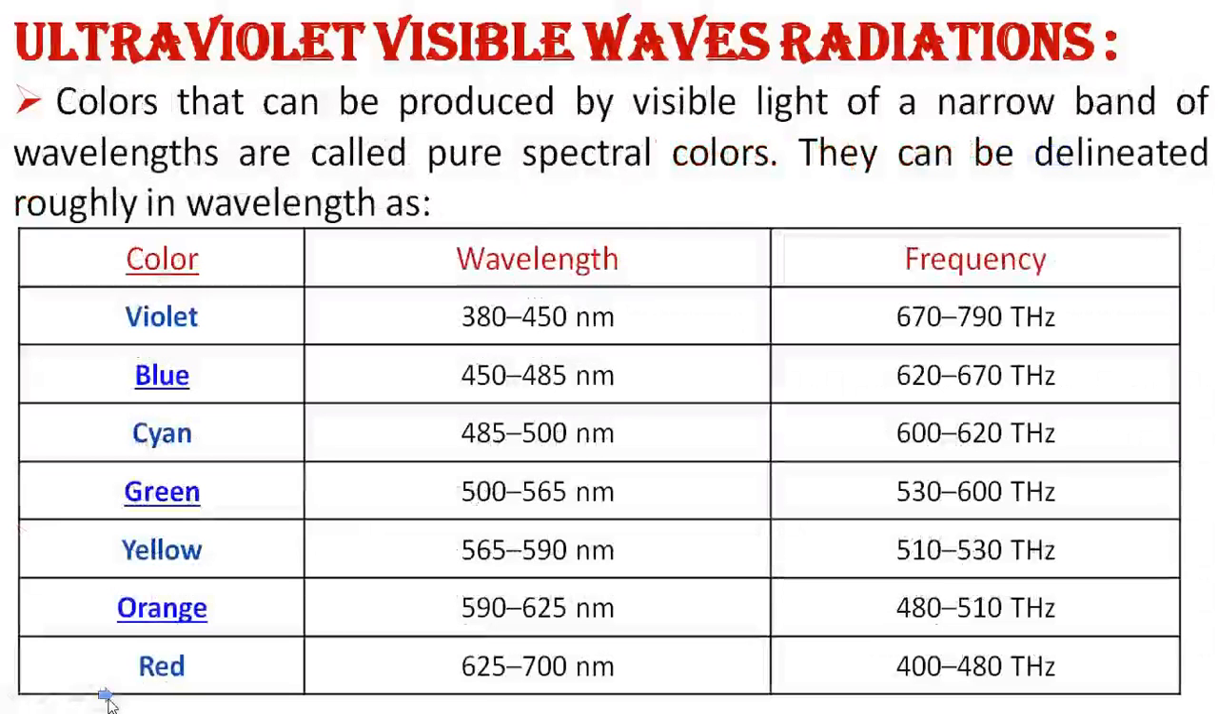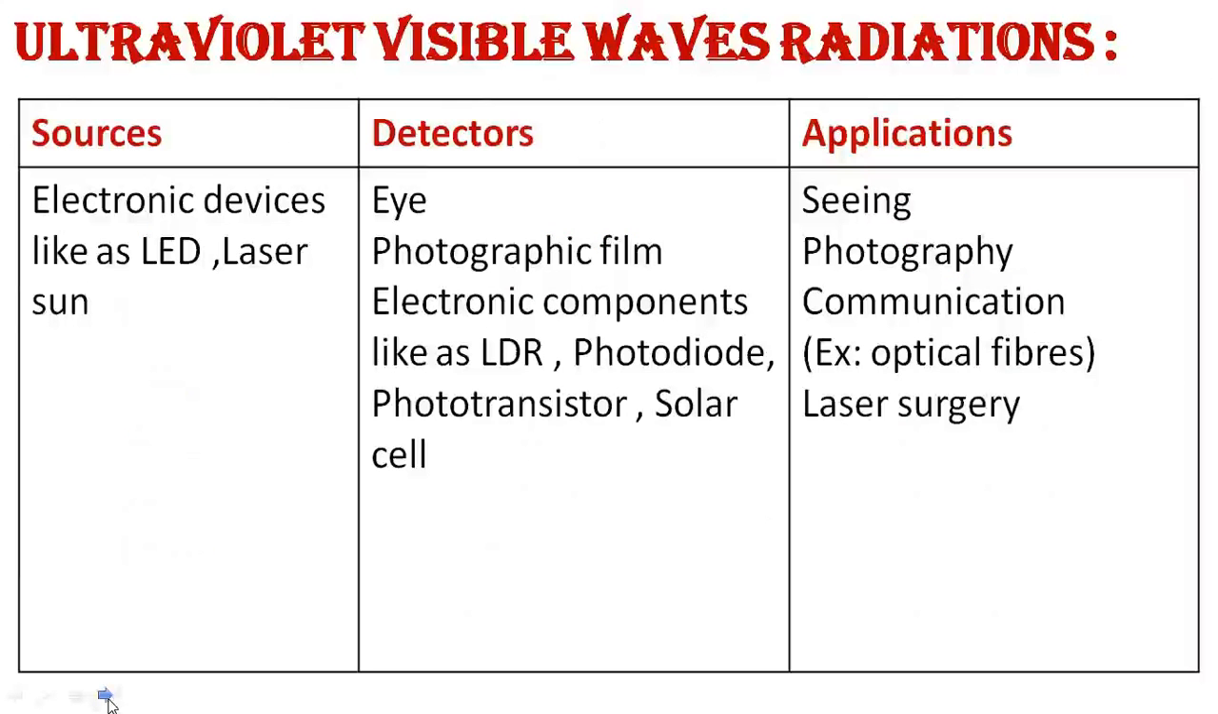So these are the different visible colors from radiation. First one is violet, second one is blue, cyan, green, yellow, orange and red, and their corresponding wavelength and frequency. These colors, produced by visible light of a narrow band of wavelengths, are called pure spectral colors, and can be delineated roughly in wavelength as ultraviolet visible wave radiation.